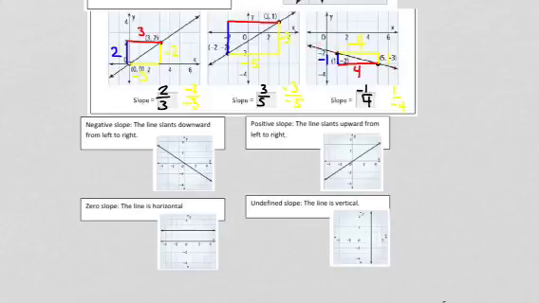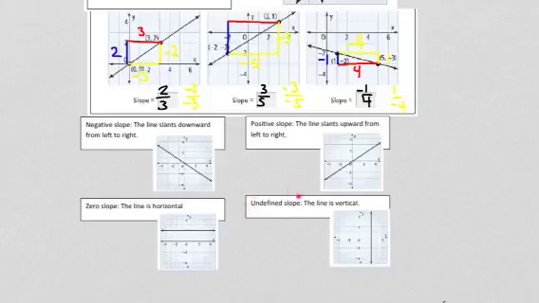Now, two situations that we don't have up here is that we could have a 0 slope, which means the line goes straight across, and the slope is 0. So we have a horizontal line, and the slope is 0 for that. We could also have a vertical line. Now, when we have a vertical line, the slope is undefined.